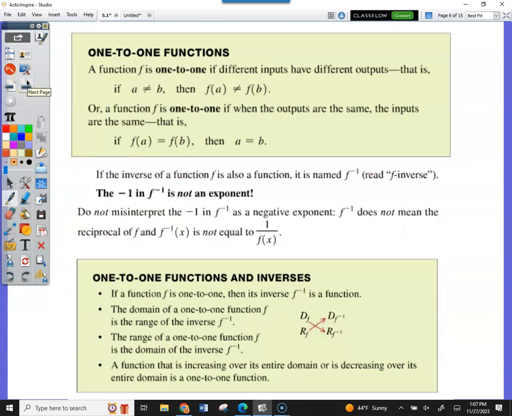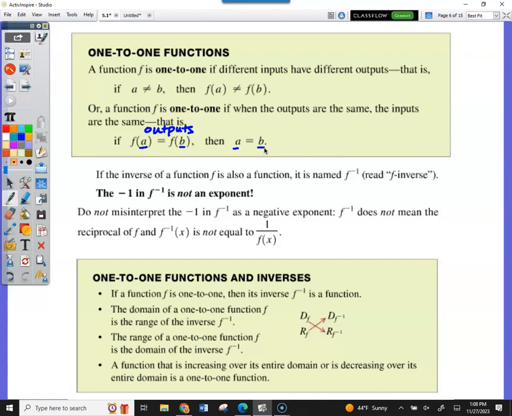Another way to say it, look, notice it says "or," meaning there's another way to look at it. If you have two outputs that are equal, but they come from two different inputs, that's another test for 1-to-1. I don't expect you to understand it from that right there. We're going to practice it on the next slide, so give me a second to maybe absorb what I just said, and then we'll come back to it and I'll say, do you get it now?